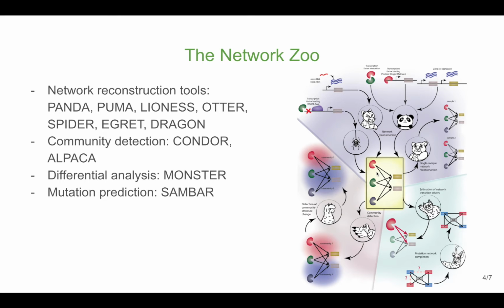Once we have the bipartite regulatory network, we can analyze it using tools such as Condor to detect communities in the network, and Alpaca to compare communities in a case and control setting.